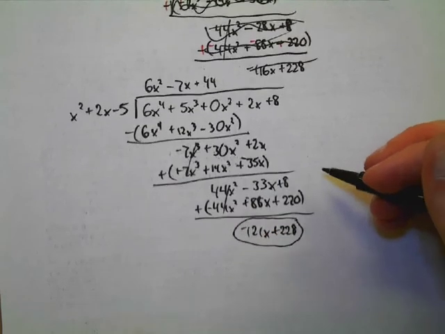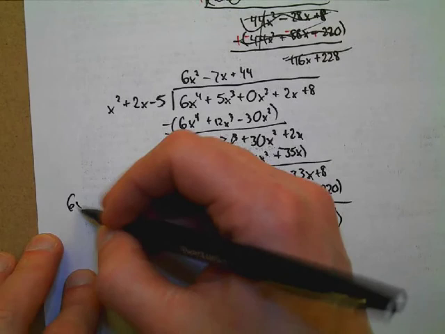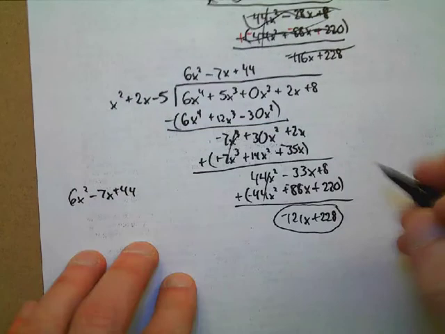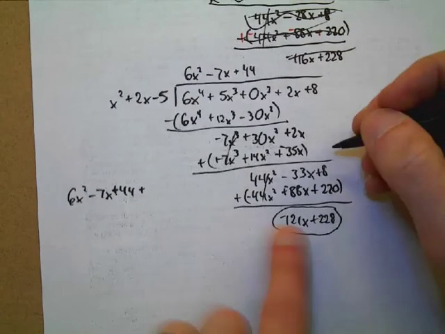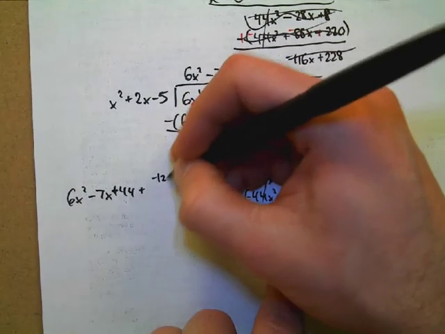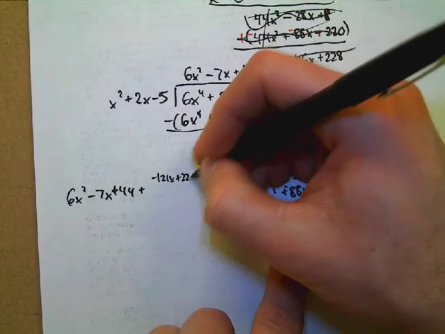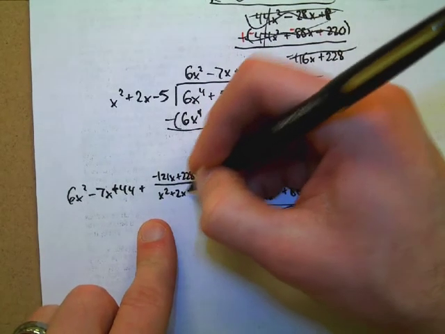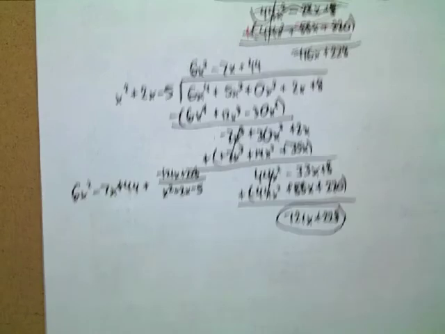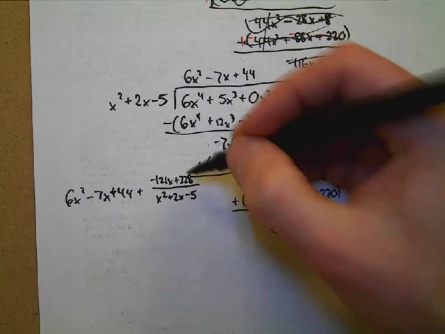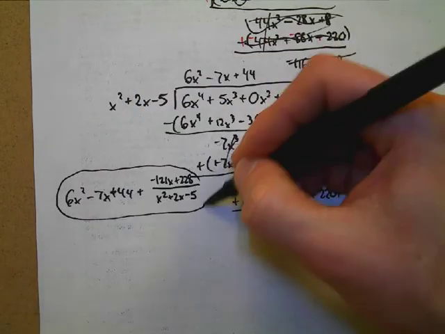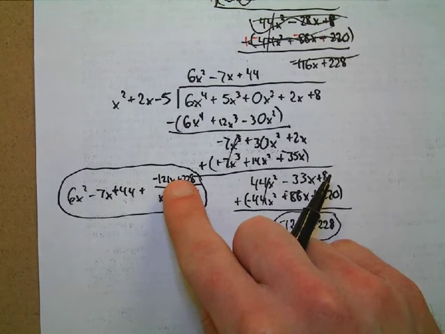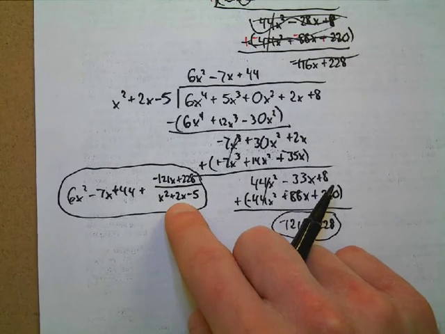So we say then the answer is 6x squared minus 7x plus 44. Okay? And then plus, and then we put our remainder, negative 121x plus 228 over the x squared plus 2x minus 5, like so. Okay? And that is how we would write our answer for that division problem. The stuff that did divide out evenly, and then the remainder over what it still needs to be divided by, the x squared plus 2x minus 5.